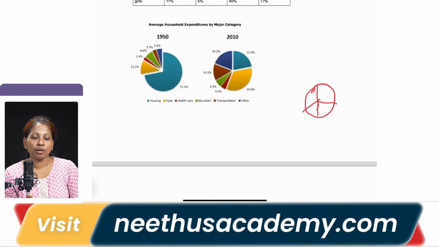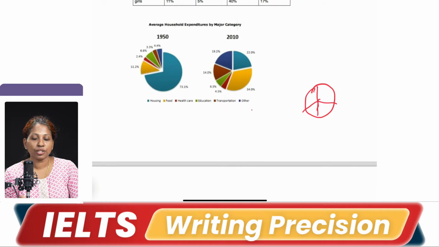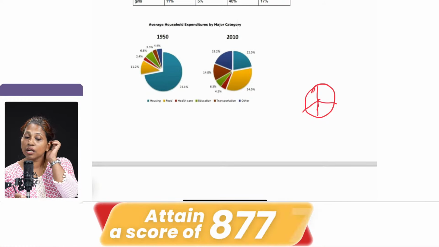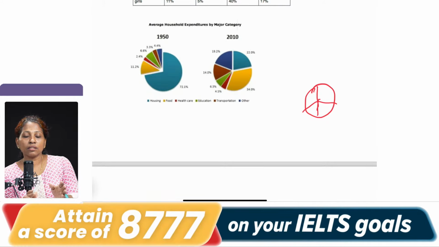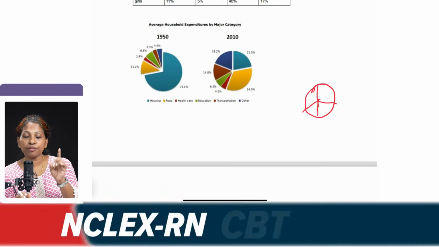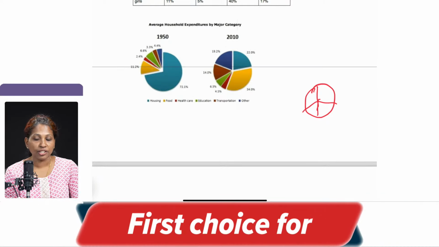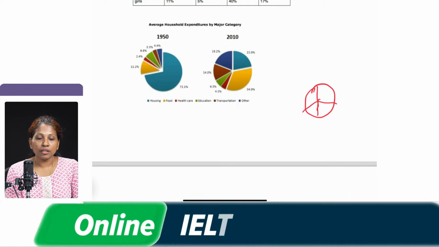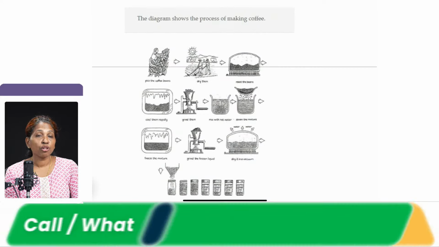So this is average household expenditure by major category: housing, food, healthcare, education, transportation, other, which are all in different colors. How much percentage of household expenditure has gone to these categories. That is a comparison for 1950 and 2010, two years. That is what the pie chart is telling you.